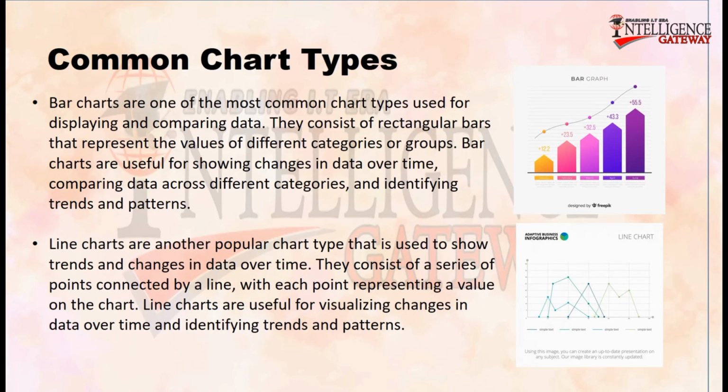Common chart types. Bar charts are one of the most common chart types used for displaying and comparing data. They consist of rectangular bars that represent the values of different categories or groups. Bar charts are useful for showing changes in data over time, comparing data across different categories, and identifying trends and patterns.